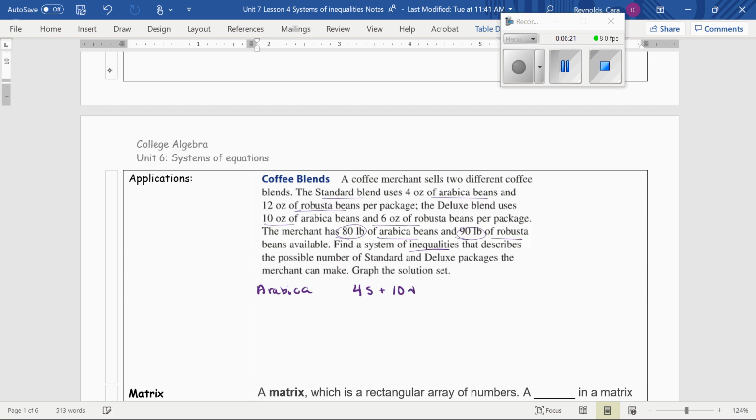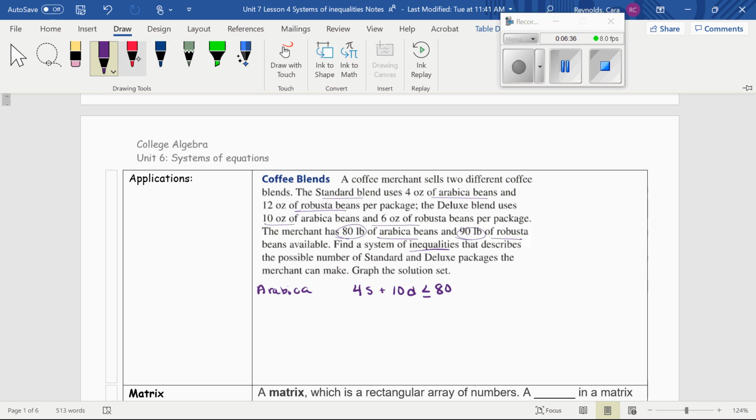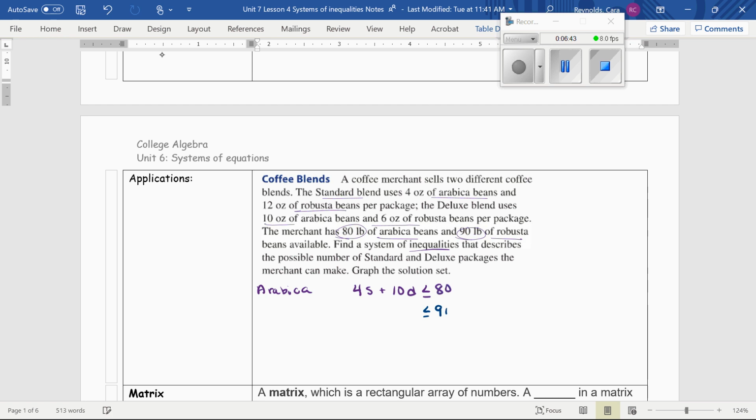So I'm going to use S and D here. And that's going to equal your 80 pounds total that you have. Well, they have that, so they need to be less than or equal to that when we add them together. We can't use more than we have. Our second total is 90, so we need to be less than or equal to 90.